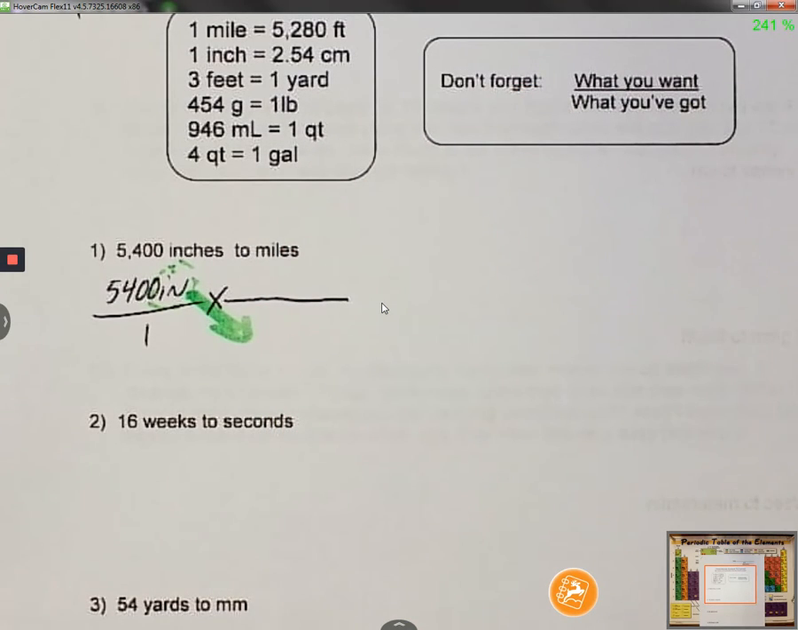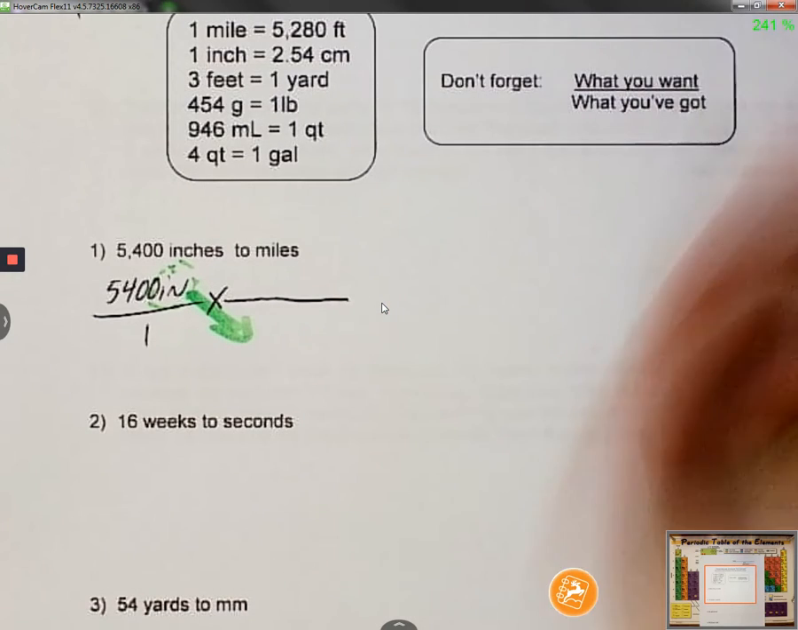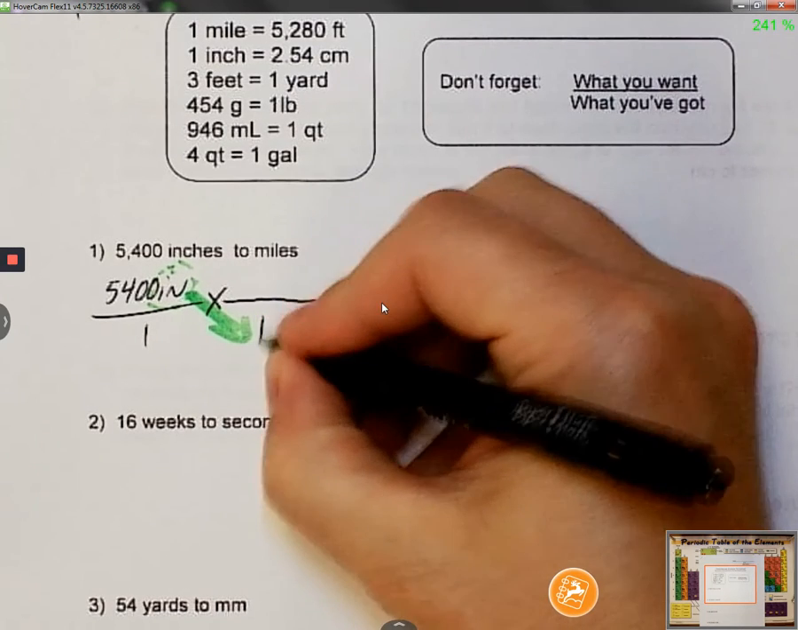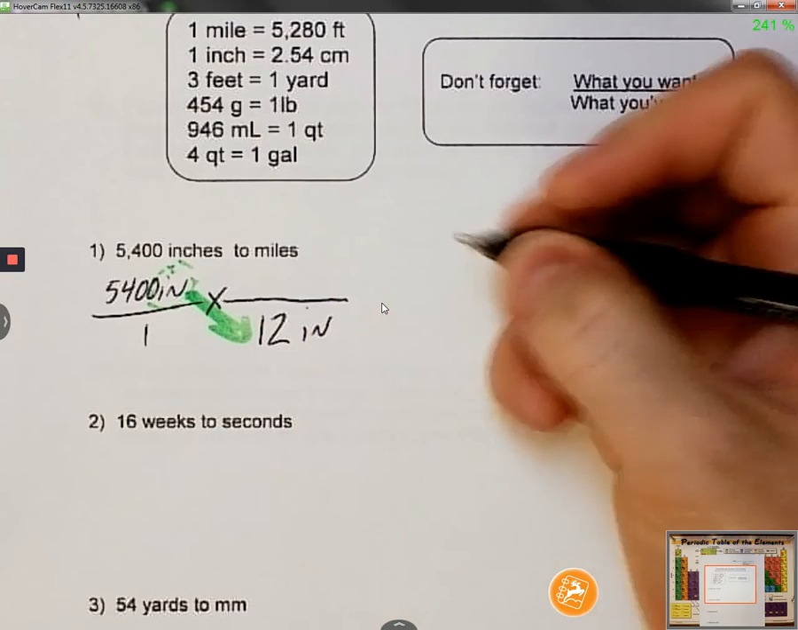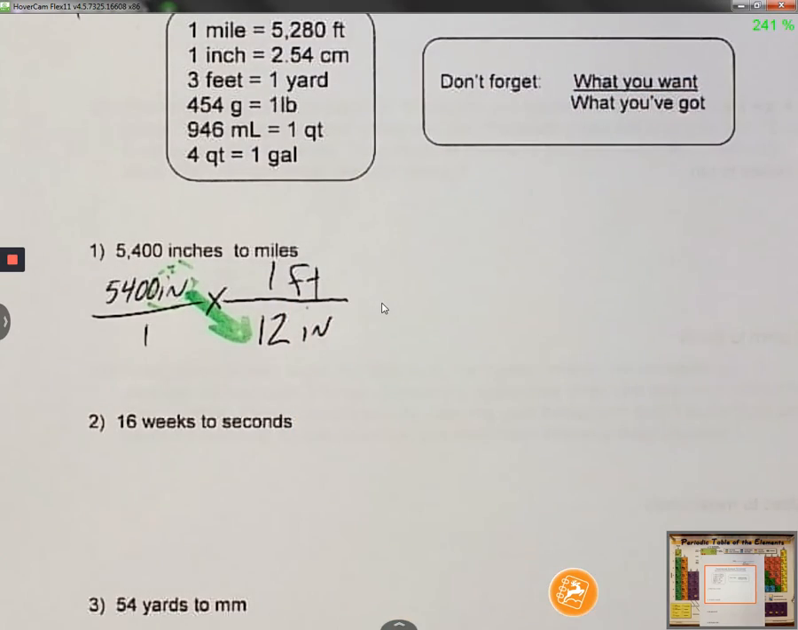Now I'm going to choose some kind of a conversion factor. And instead of me telling you what that is, how about somebody tell me, what do you know about inches? 12 in a foot. There's 12 in a foot. That's exactly right. So in other words, I could say that there's 12 inches in 1 foot. Okay?